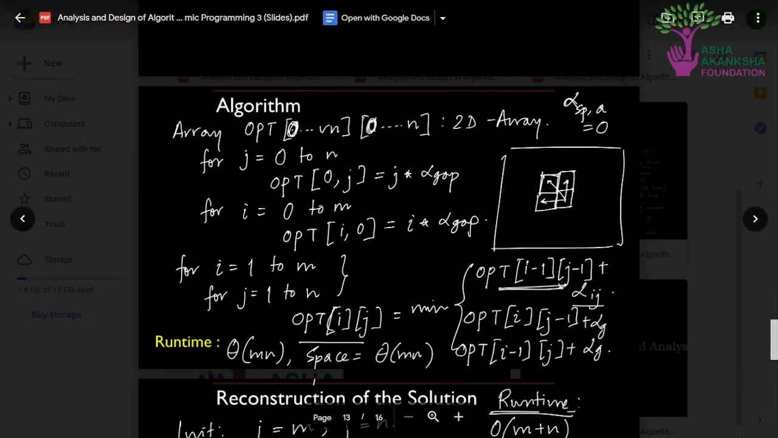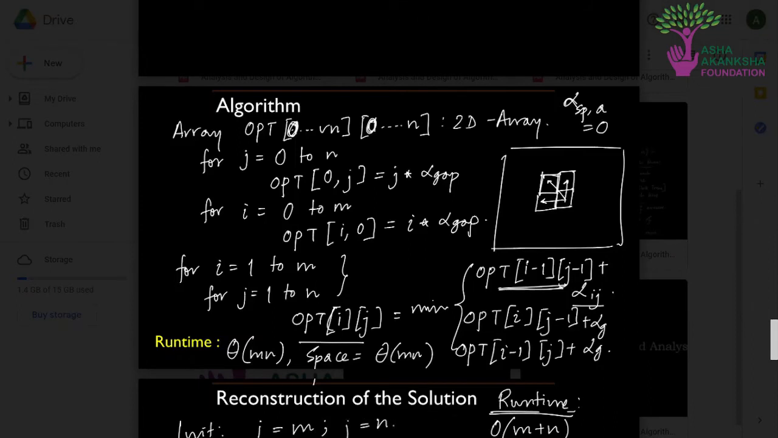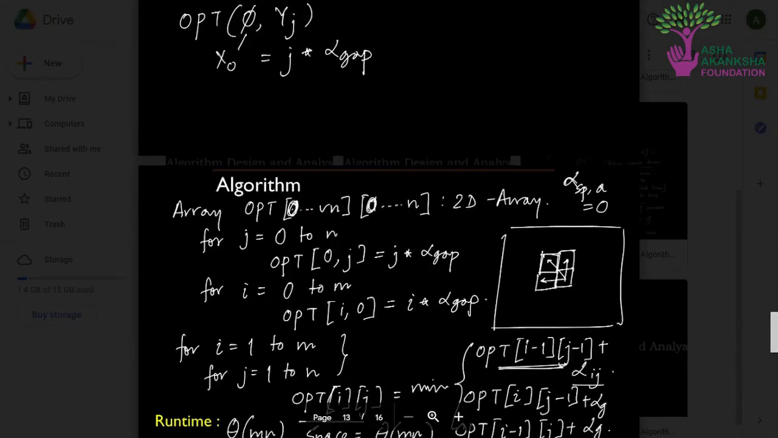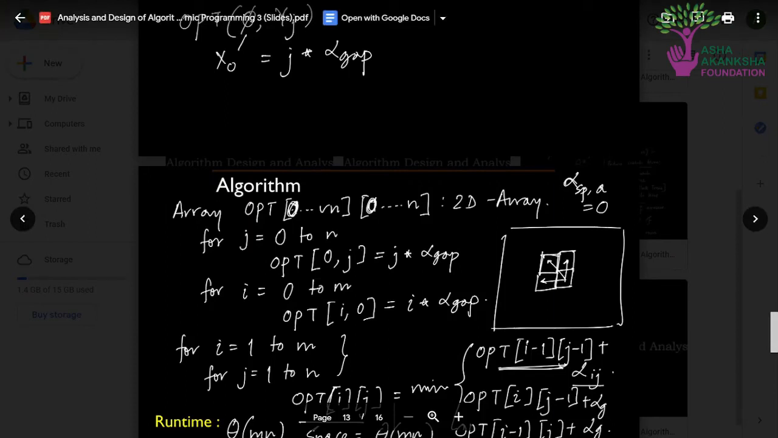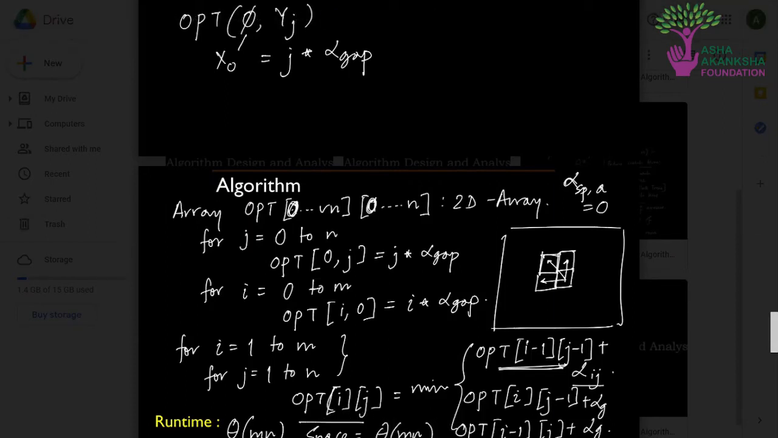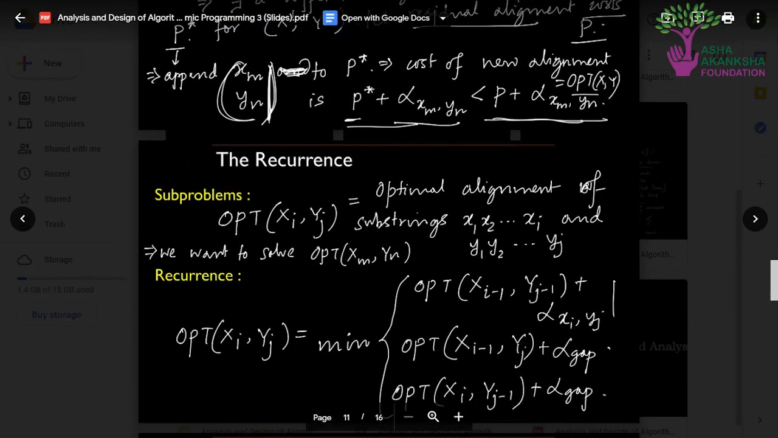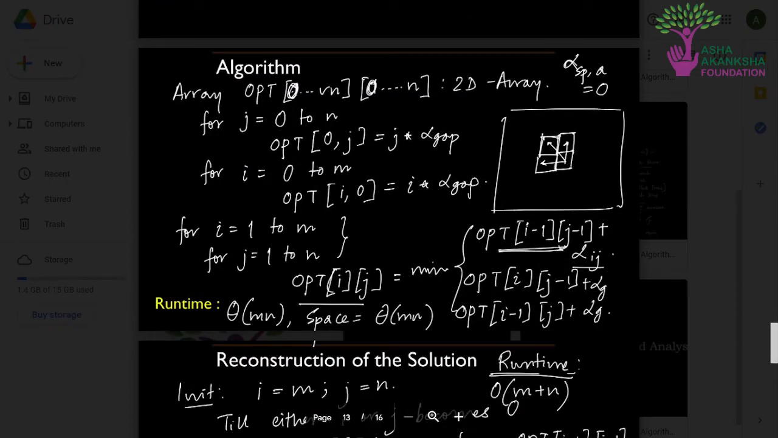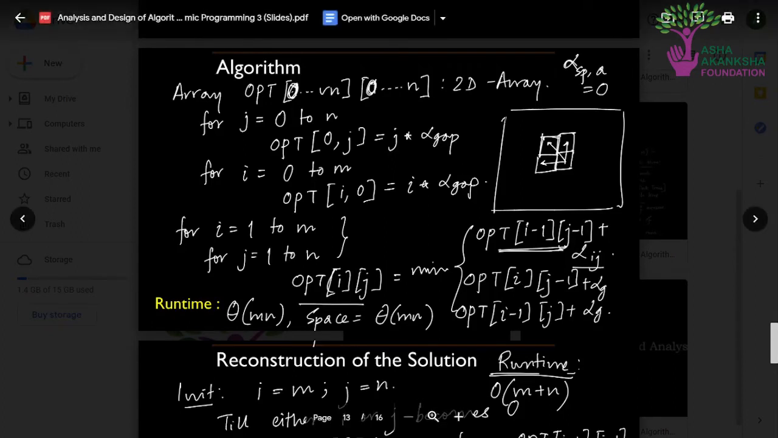First of all, we initialize these cells: opt 0 comma j is equal to j times alpha gap, for j equal to 0 to n, because this is the base case when one of the indices is 0. And similarly we do the vice versa case, where opt i comma j represents the same thing, where we are just not saying it as xi and yj, we are just representing the indices. Then we will go from up to down and from left to right in this particular matrix.